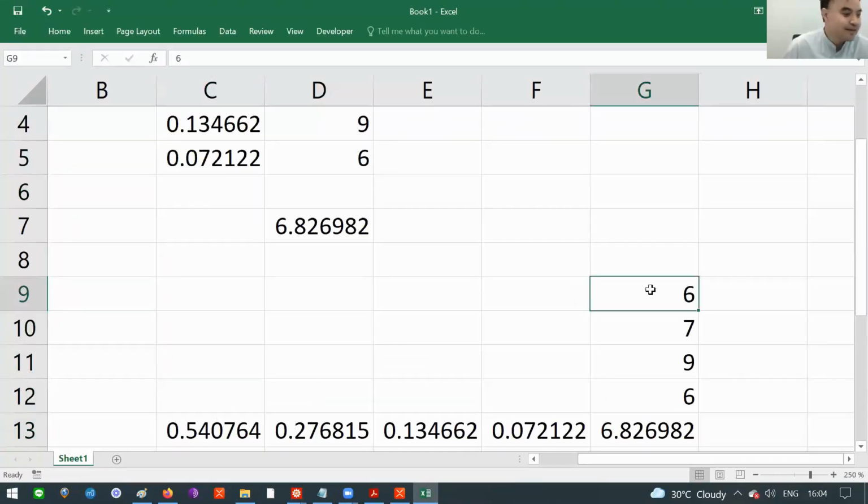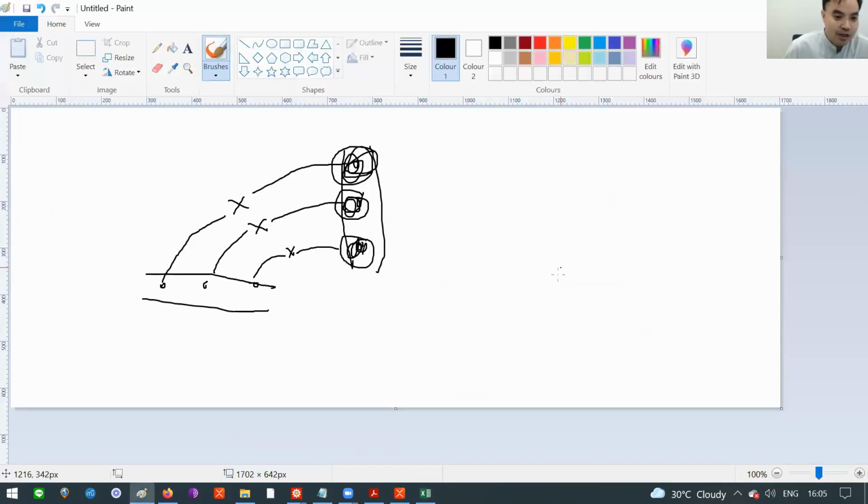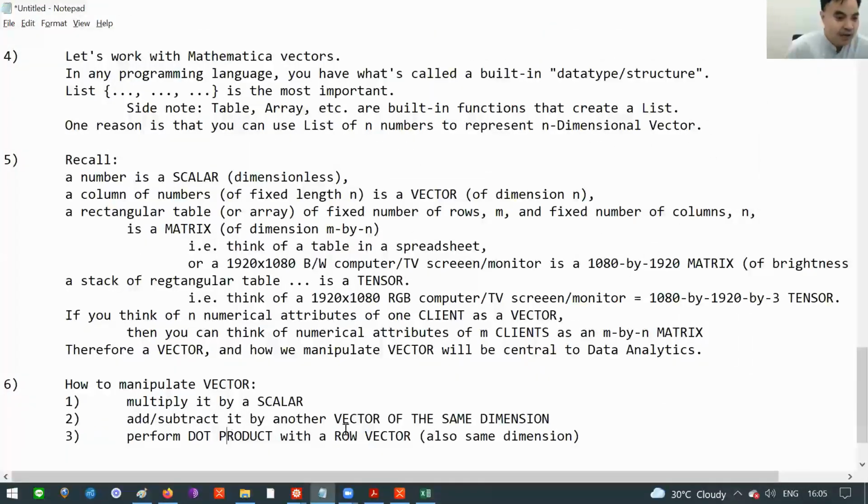So this could be 6 iPhones at some price, 54. This could be 7 computers at 27 something price. So you want to do this. So this is called a dot product. This is called a dot product. So I want you to know this. This is it. This is the most basic thing you can do.